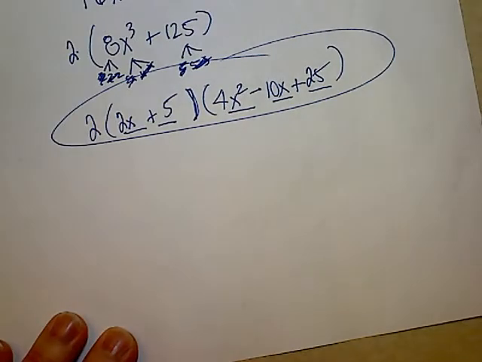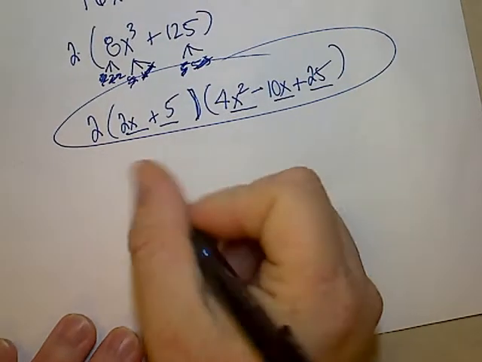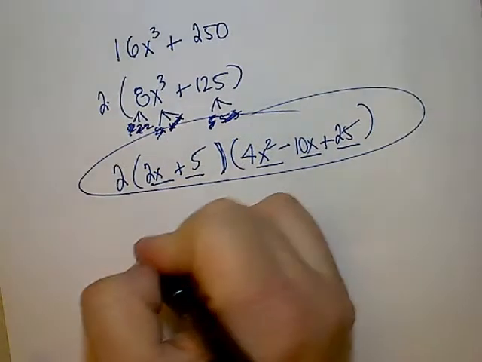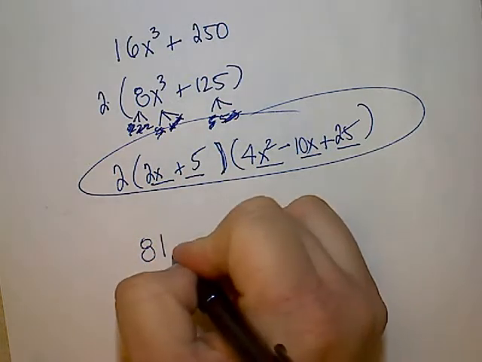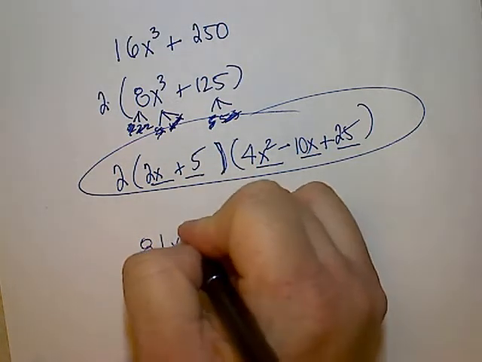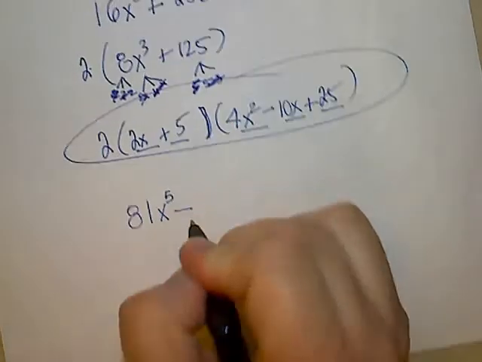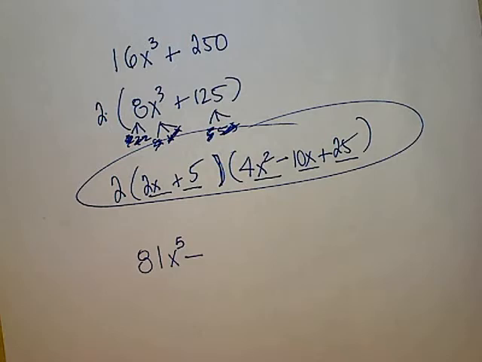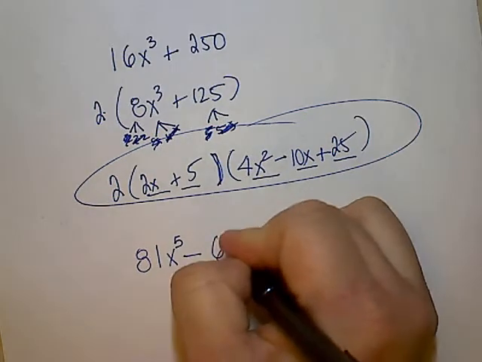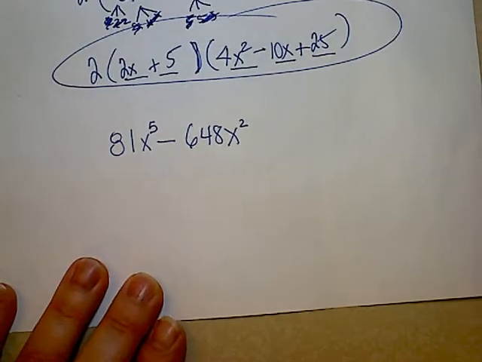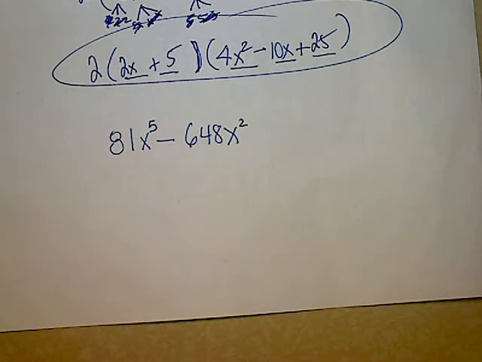Okay, so let's go with this one. Just hold on. So 81x to the fifth, 81x to the fifth, minus 648x squared. This expression looks a little intimidating to factor.